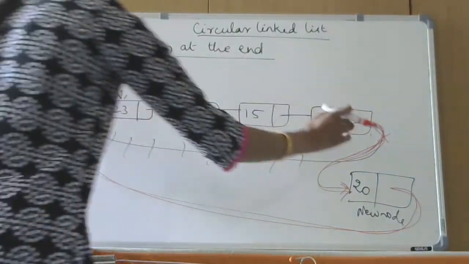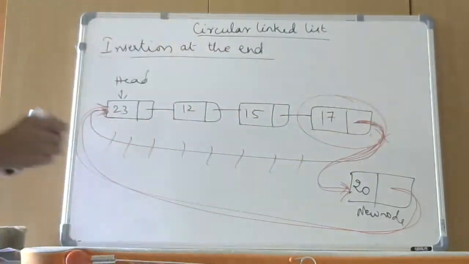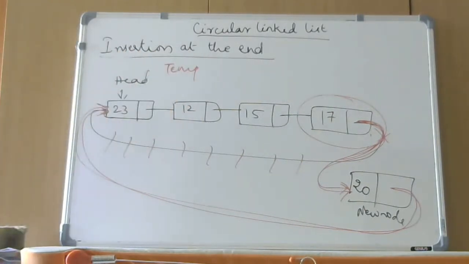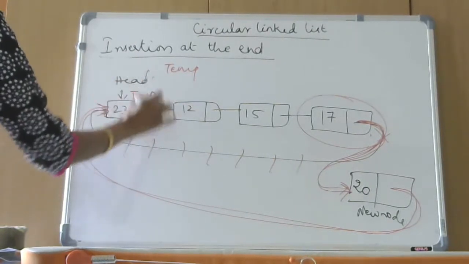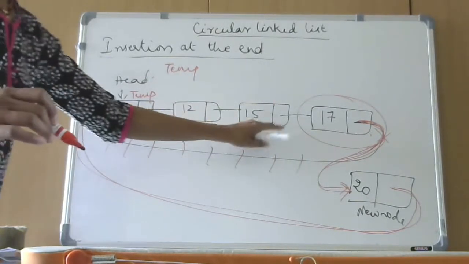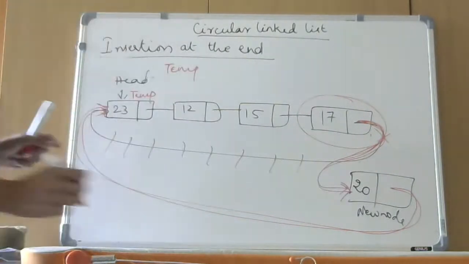The change is happening here, so somehow I should be able to access this node, that is 17. How can I do that? I will take a variable called temp, and I initialize it to head. It will start from here. I will go on checking each node, whether it is the last node or not, because once it is the last node, that is where I have to insert.